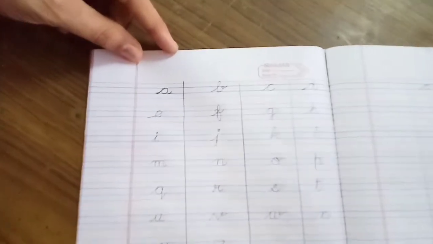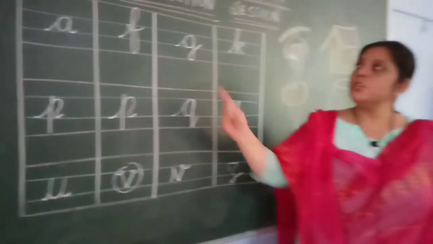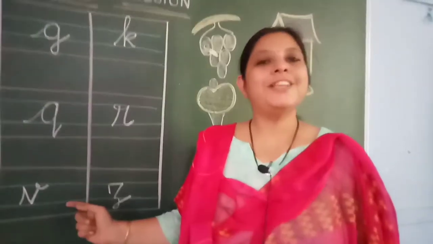So children, please note, this is the correction you have to do in your notebook when you write the next time. Correct? Okay children, so you have to do the correction like this way.